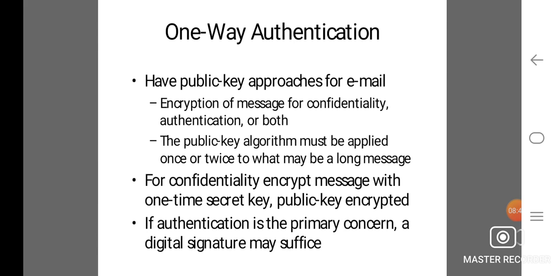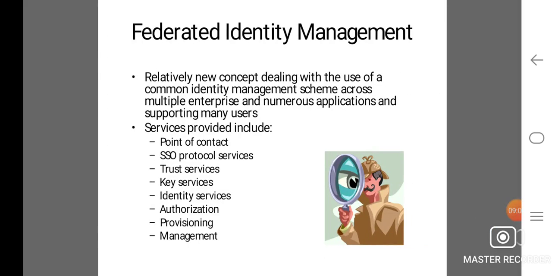One-way authentication: there are public key approaches for email, encrypting the message for confidentiality, or authentication, or both. The public key algorithms must be applied once or twice to what may be a long message. For confidentiality, encrypt the message with a one-time secret key, and public-key encrypt that key. If authentication is the primary concern, a digital signature may suffice.